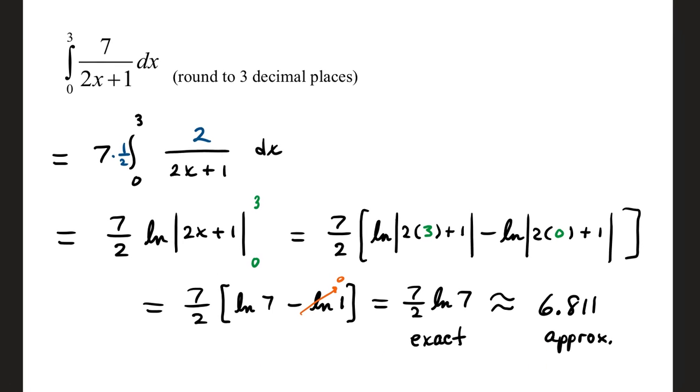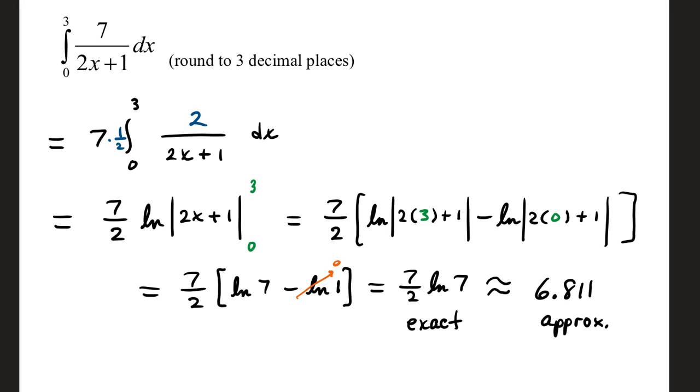In the next example we switched to a definite integral. The integral from 0 to 3 of 7 over 2x plus 1 dx. This parenthetical phrase, around to 3 decimal places, I put that in there because your WebAssign account, this type of problem, some of them they do ask you to approximate instead of giving the exact value. I'll go over that at the end of this problem.